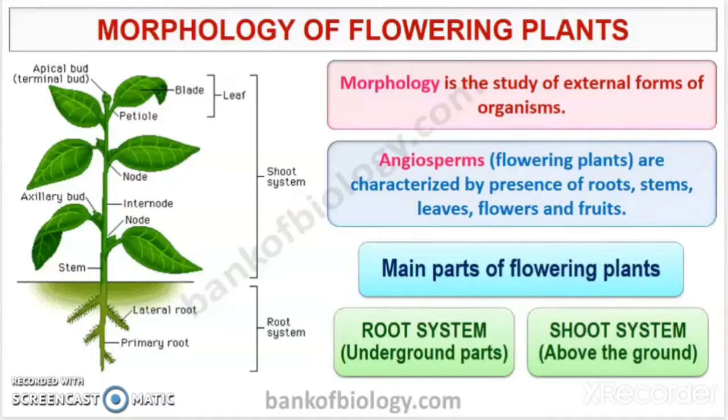So angiospermic plants will have all these parts in them, and the main parts of flowering plant or the angiosperms are the root system and the shoot system. The root system is the underground part of the plant, and the shoot system is seen above the ground. So you'll be learning about the root, the stem, the leaves, flowers and fruits in detail.